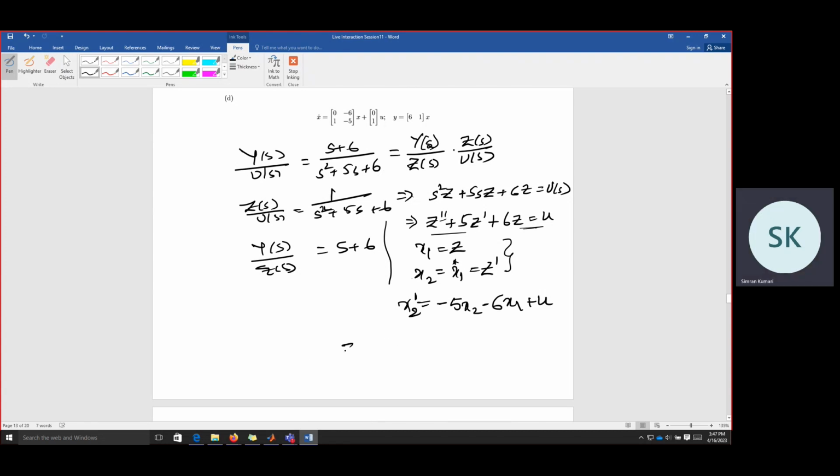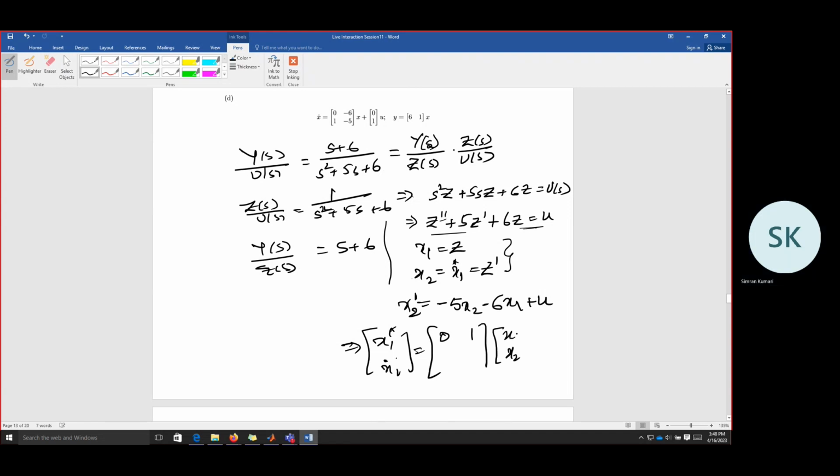So from here, what we know: x1 dash, x2 dash is equal to 0, 1, x1 dot equal to x2, and x2 dot equal to minus 6x1 minus 5x2 plus u. So this is the state equation.